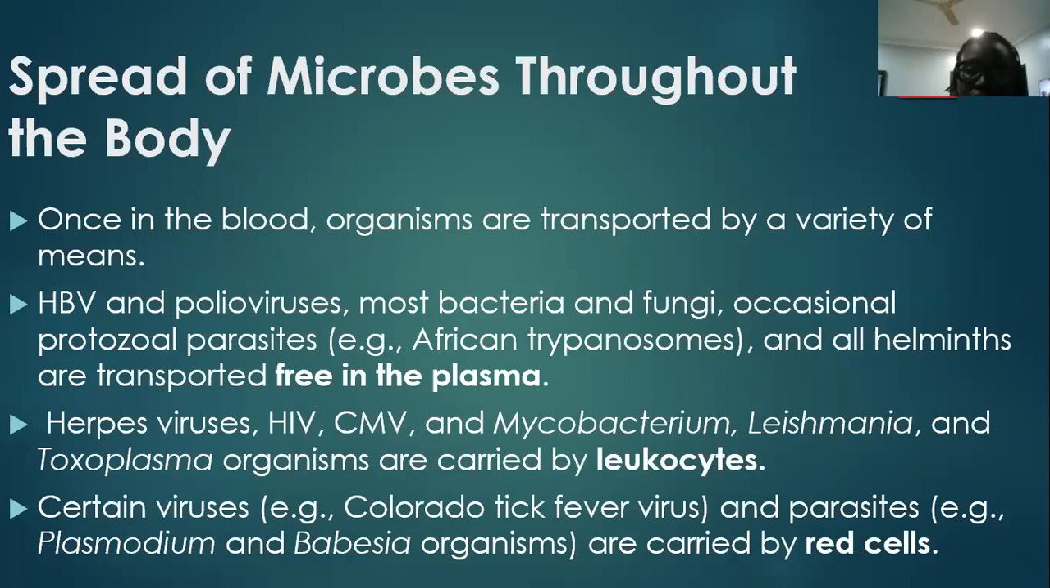If you take hepatitis B and polio, they are usually transported free in the blood. Organisms like HIV, CMV, and Mycobacterium are carried by leukocytes in the blood. Other organisms like malaria are transported by red blood cells. So let me just summarize this.